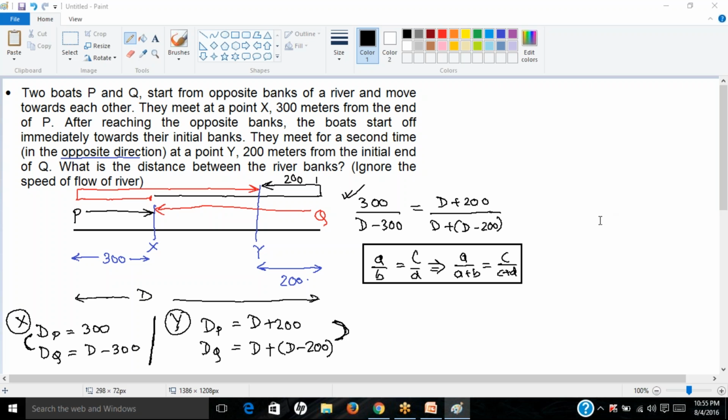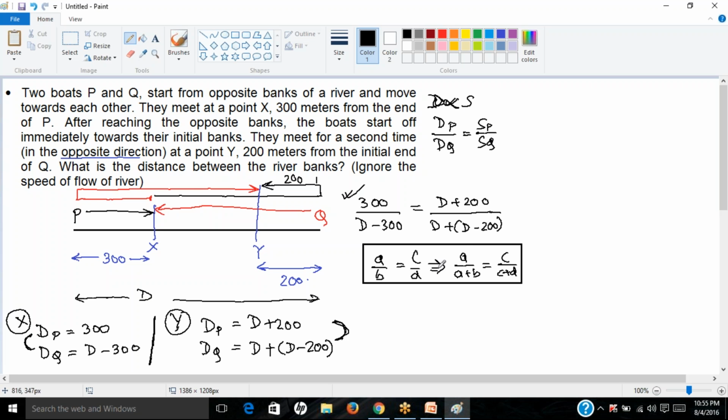Okay, Hina, what are you saying? Why are we taking the ratio? See, I have got the distances of P and Q, isn't it? My point is, distance is directly proportional to speed, isn't it? So distance of P by distance of Q will always be the speed of P by speed of Q.